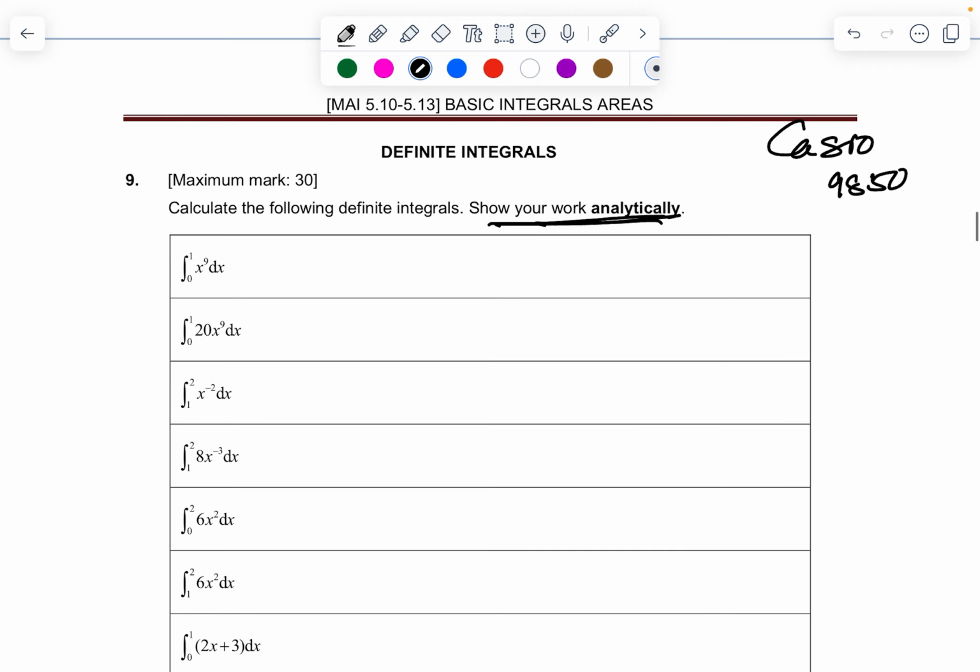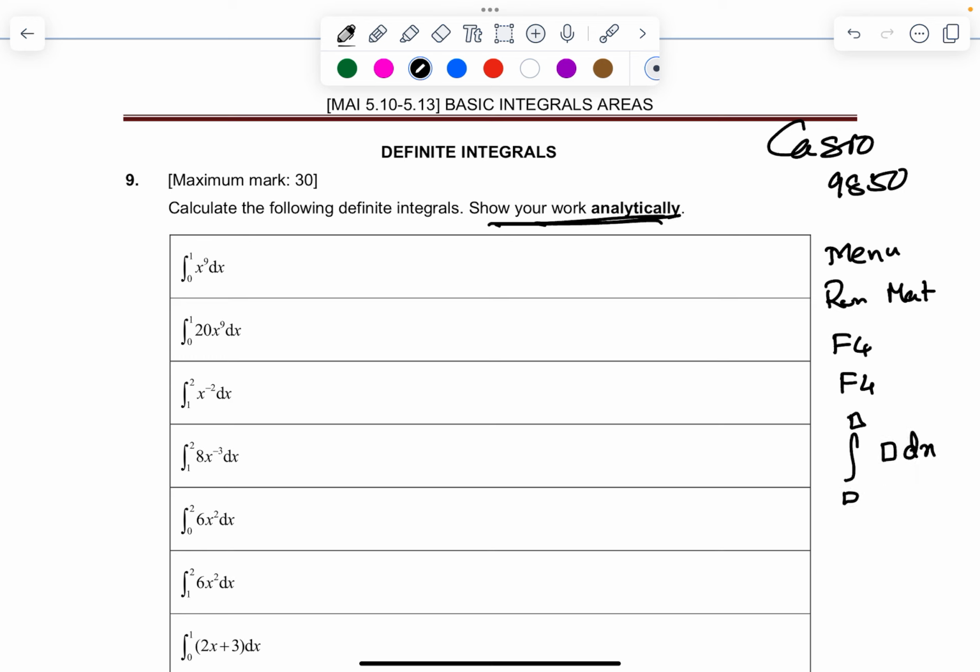Go to the calculator, then press menu, then run matrix, which is run matrix 1, then press F4. Then press F4 again. Then automatically the integral with the limits will be displayed in the calculator. So use that one. You should be able to get that answer as 1 upon 10. Check your answers over here.